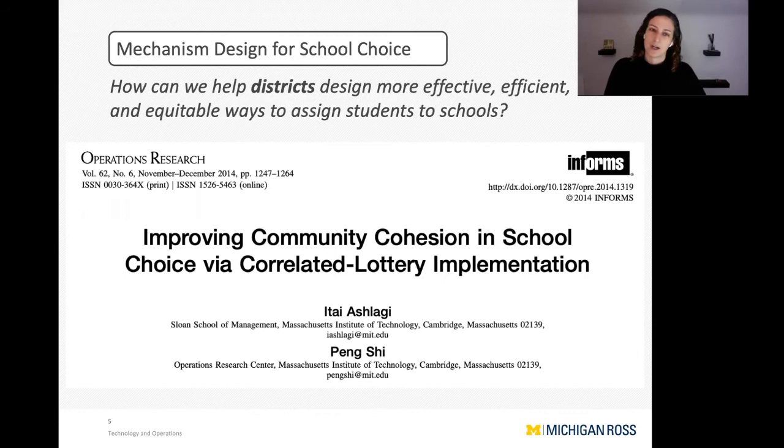So the first paper I'm going to talk about is Itai Ashlagi's paper and Peng Shi's paper, who are not at MIT anymore. They've both fled to California. However, I think they published here the first mechanism design, really bringing mechanism design for school choice to the operations space in a really interesting and important way.